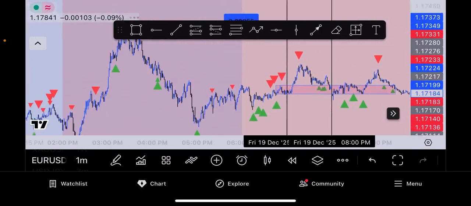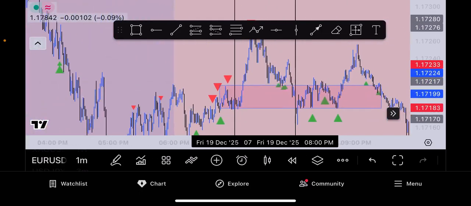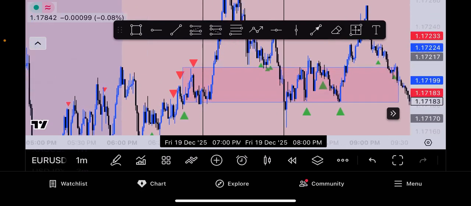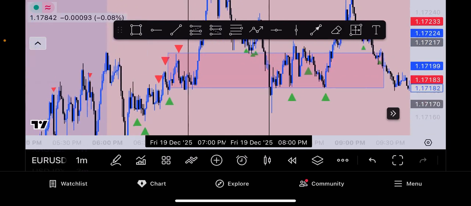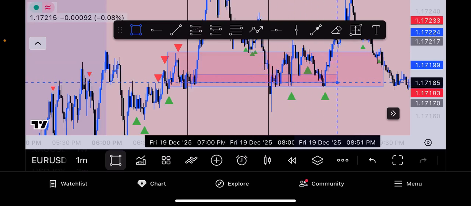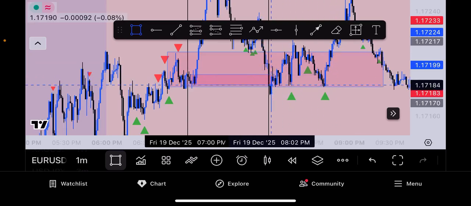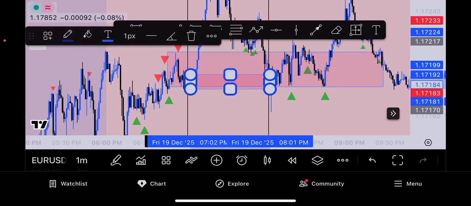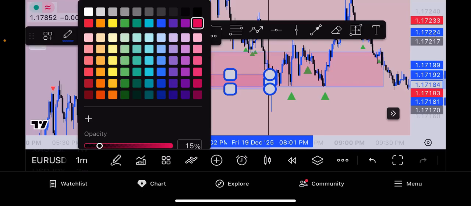So this is the 1-minute time frame, and this is the area right here. Looking at this, this is the last bearish candle the price created before we get into this 8 o'clock. So you just have to mark it out.